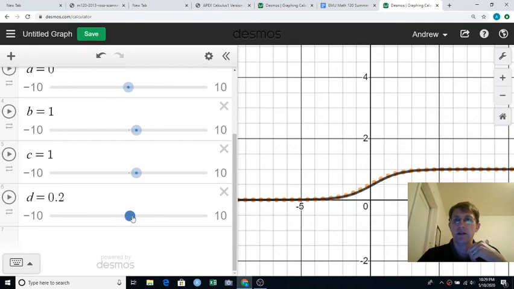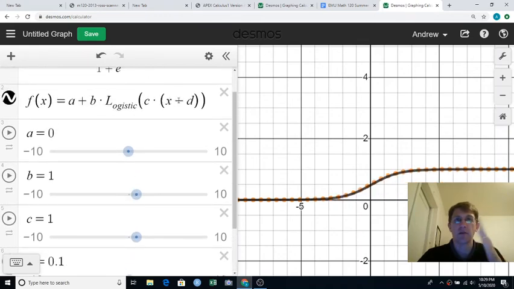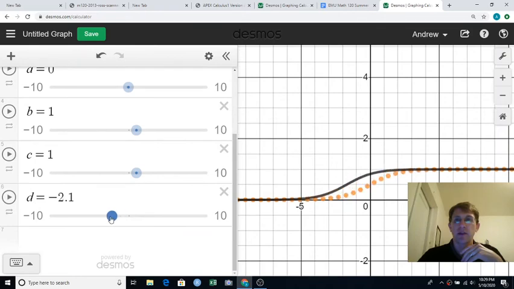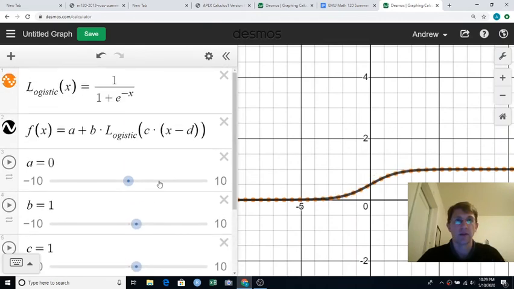And then D is the horizontal shift. Let's show that. So that's subtracting directly from x. So the lower I make D, the sooner this peaks up. That's moving the center point to the left, or I can move the center point to the right. So that is fun with shifting and scaling and logistics.